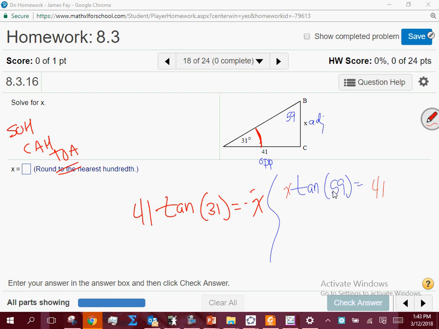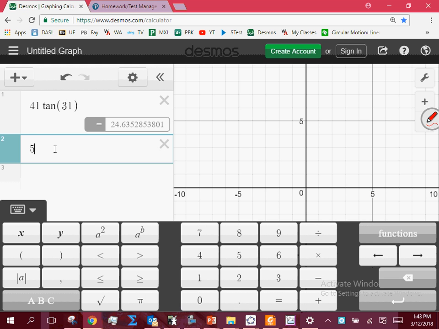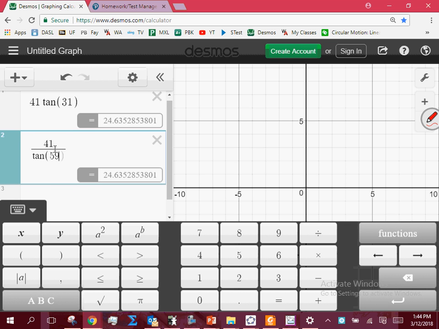And that will wipe away and give me X tangent 59 equals 41. And now this tangent 59 is just a coefficient, right? So to make it turn into 1, we divide by itself. Come over here, divide by itself. And I should get X to be 41 divided by tangent of 59. That should give me the exact same answer. 41 divided by tangent of 59, and you see that it is the same 24.6 value. Is that right? Okay. So if you want to do that, go ahead and do that.